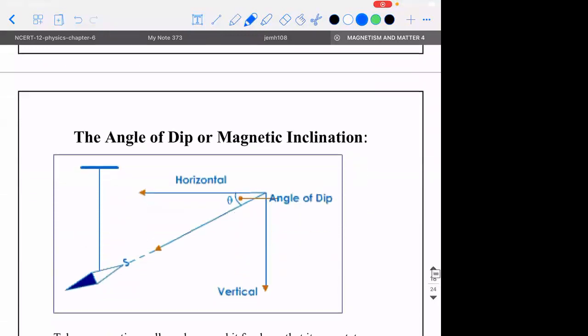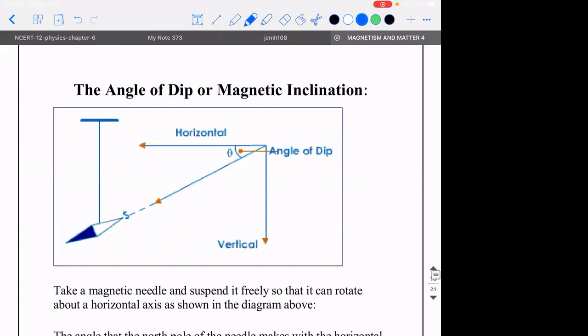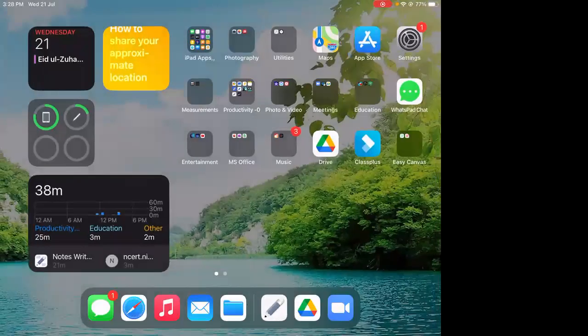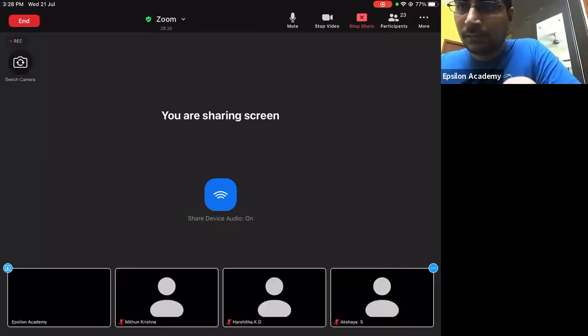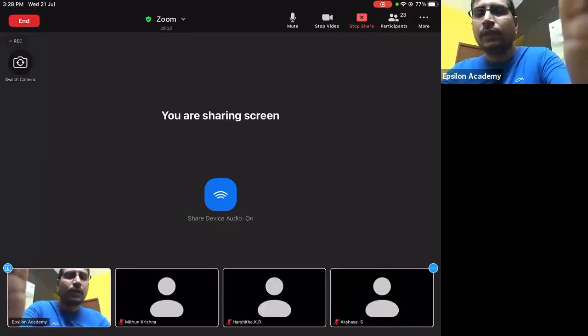Second, before I explain the horizontal component of Earth's magnetic field, we will discuss what is the angle of dip or magnetic inclination. For this I have to show you something. So listen, guys.